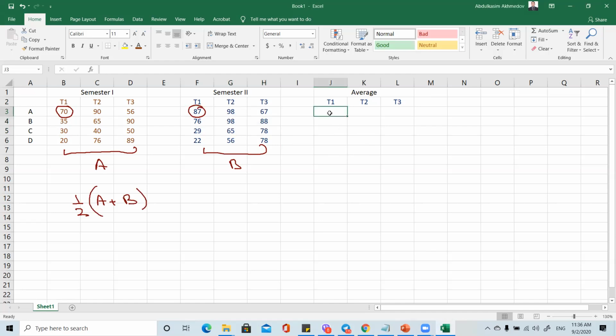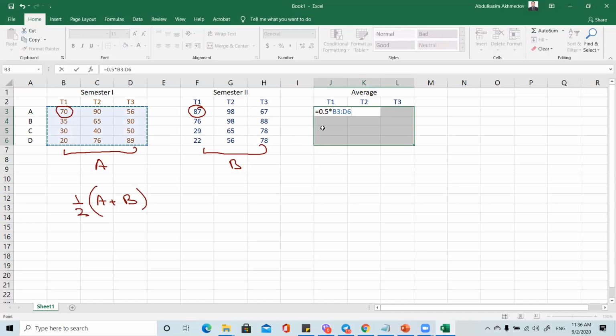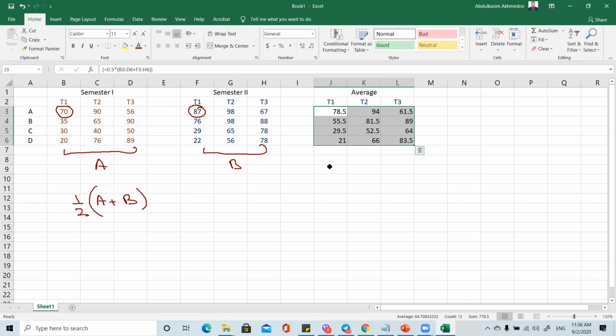So here, I should first choose our destination cell and write equal here, okay? Then here we have 0.5 and multiply. And here we have matrix A, that is matrix A, okay? I can just write here brackets and the plus matrix B. And also I have to choose this matrix B and close the brackets. But if you just press enter here, it will add only one component. And that's why, if you remember, to do this one, we need to press Control Shift Enter together. So if I just press Control Shift Enter, we will get the average of these scores.